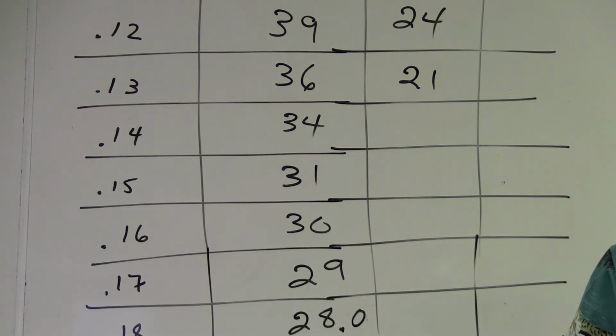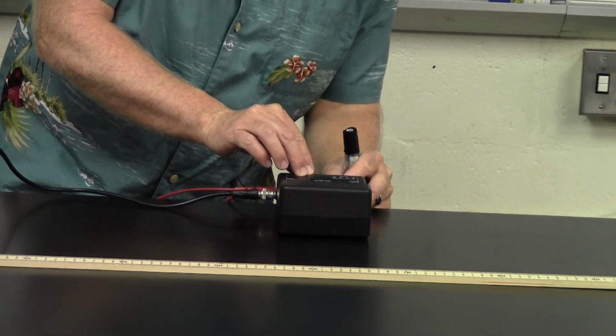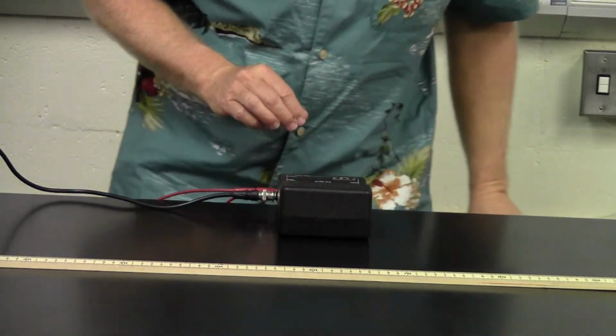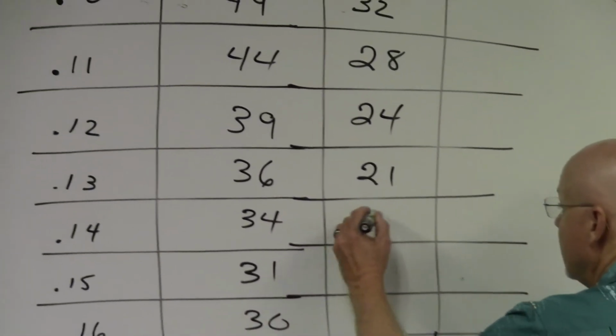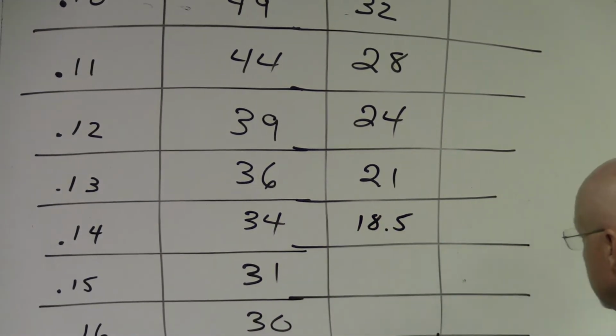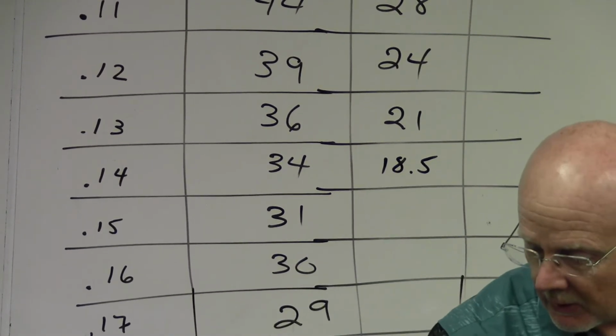Oh, and I should pause, because remember I said anything under 30, I can read a little better if I go to the next scale. So I'm already under 30 by quite a bit. So let me go to the next scale. Okay. And I can read a little better. That looks like a hair over 18, but not quite to the 19. So let's call it 18.5.